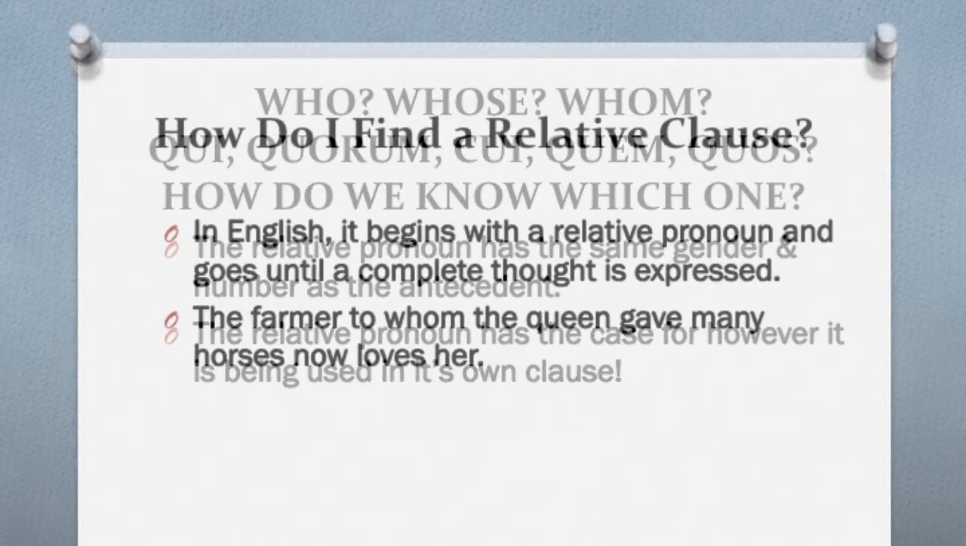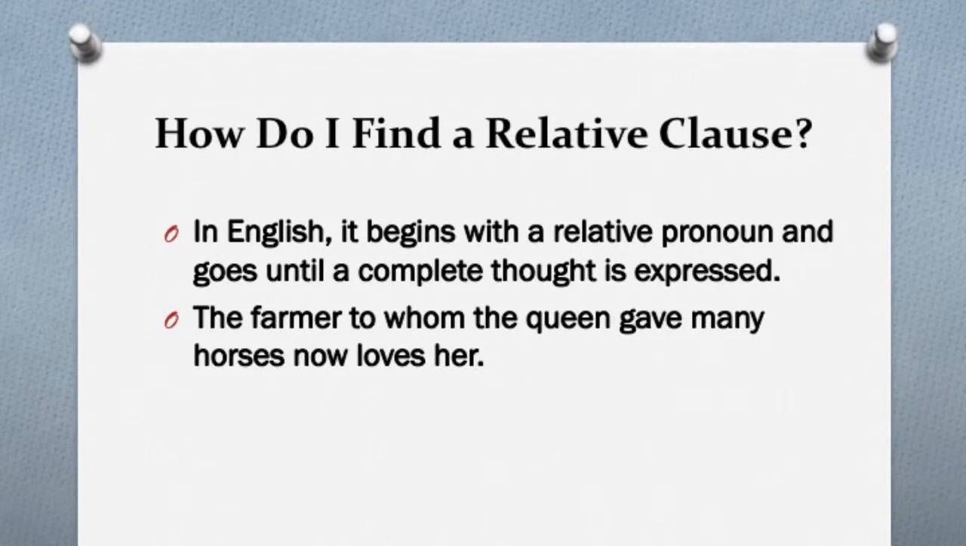So what's next? First of all, we have to be able to find the relative clause in both English and Latin. The relative clause in English will always begin with a relative pronoun or a preposition followed by a relative pronoun. And it will end oftentimes where the end of the sentence is, but it always ends when the relative clause expresses a complete idea.